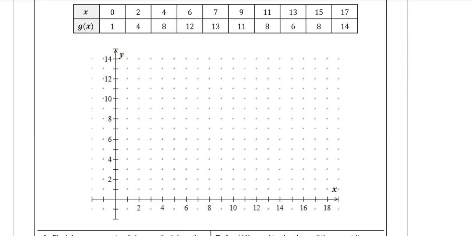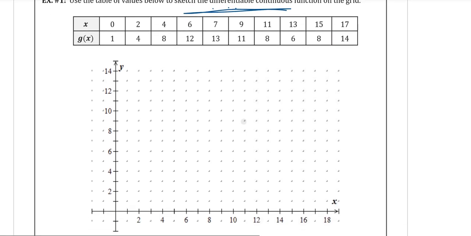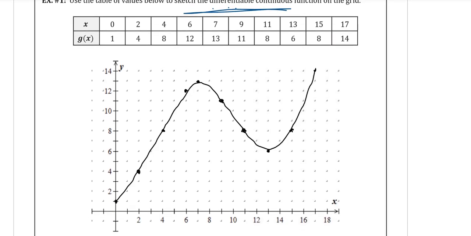We are to sketch this graph from the plots. And we are told in the description that it is a continuous differentiable function in this interval here on the grid. Okay, so let's go ahead and do that first, and then we'll answer the questions below. Okay, so here's our curve, and now we are going to answer some questions about it.